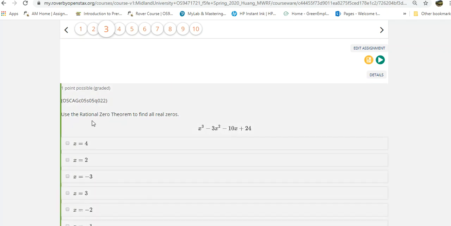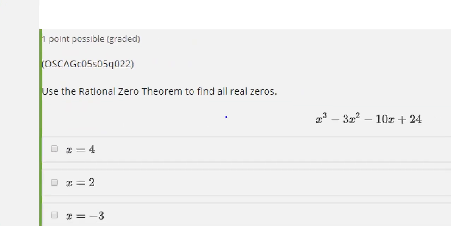Hi guys, let's look at this question. In this question you are supposed to use the rational zero theorem to find all real zeros. Please make sure that you don't misread this question. The rational zero theorem only finds you rational zeros. But of course, once you find rational zeros, you can continue to find all the real zeros.